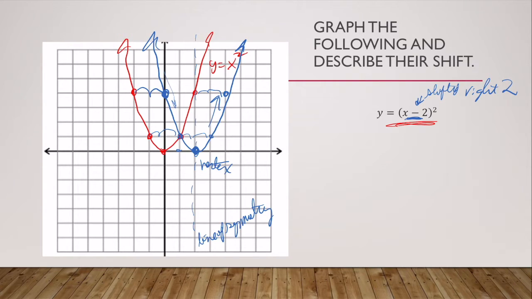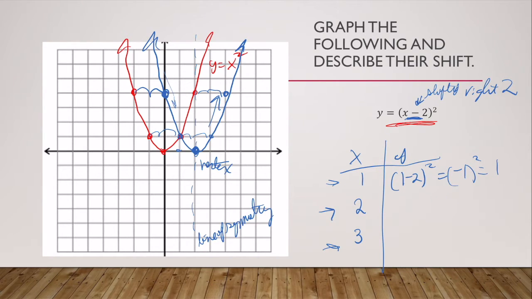So let's go ahead and look at some points. So I'm going to take a look at when x is 1, 2, and 3. This is our x coordinate for our vertex. We know that these two are going to have the same value because it's symmetrical. So I have 1 minus 2 squared. That gives me negative 1 squared, which is 1. I have 2 minus 2 squared, which gives me 0. And I have 3 minus 2 squared, which gives me 1. These are my points. I've got when x is 1, y is 1. When x is 2, y is 0. And when x is 3, y is 1.